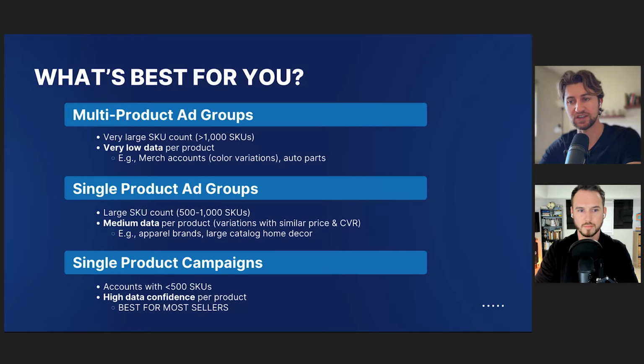When it comes to single product ad groups, these are still going to be best for accounts that have pretty large catalogs. Maybe if you have around 500 or 1,000 SKUs, this would be a good strategy for you, where individual products have a decent amount of volume.